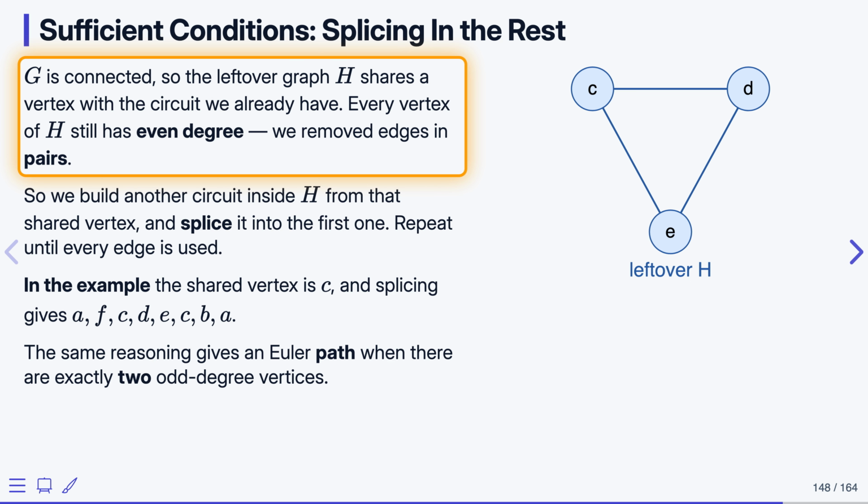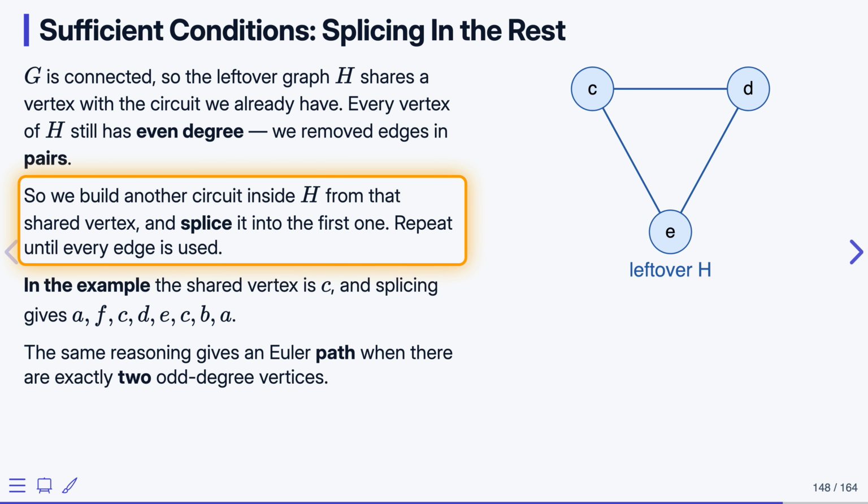Let's finish the argument. The graph G is connected, so the leftover graph H must touch our first circuit at some shared vertex. Also, every vertex in H still has an even degree, because at each vertex we removed edges 2 at a time, one in and one out. So we can play the same game inside H, start at the shared vertex, build a second circuit, and then splice it into the first one at that vertex. Repeat, and each round uses more edges. In the end, every edge is used exactly once, and that is an Euler circuit.